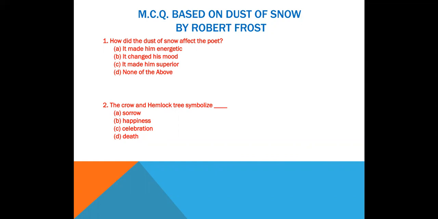How did the dust of snow affect the poet? The four options are: it made him energetic, it changed his mood, it made him superior, or none of the above. I think the answer is very clear. It is B part, it changed his mood. The next question is, the crow and the hemlock tree symbolize what? The options are sorrow, happiness, celebration, or death. The answer would be sorrow, though they are considered unconventional. So they symbolize sorrow. Therefore, the answer would be A part.